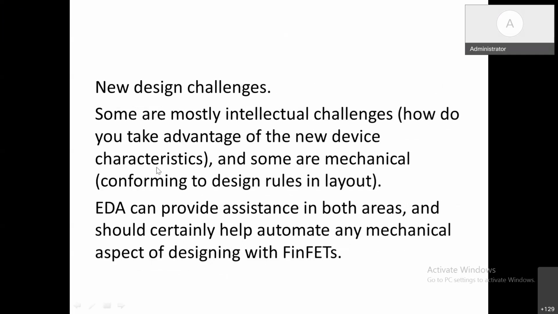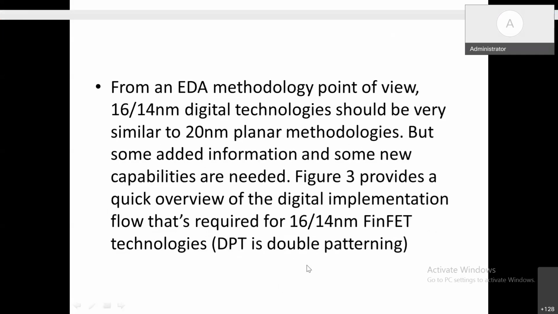So the challenges may be in the electrical characteristics or in the mechanical side, and EDA tools. I think they have come out with certain EDA tools that can provide assistance both on the electrical characteristic side and also on the mechanical side for designing FinFETs. Let me go to one of the EDA methodologies proposed for 16 and 14 nm digital technologies using the double patterning concept, given below.